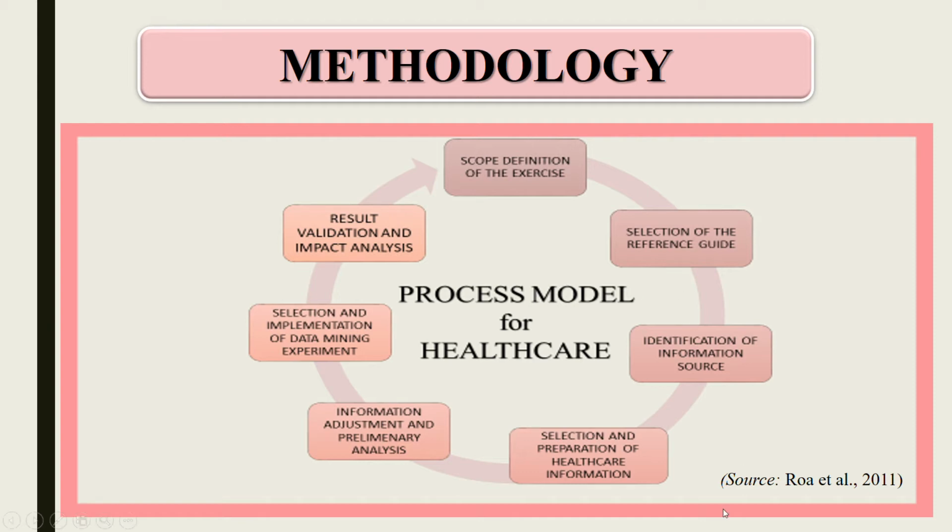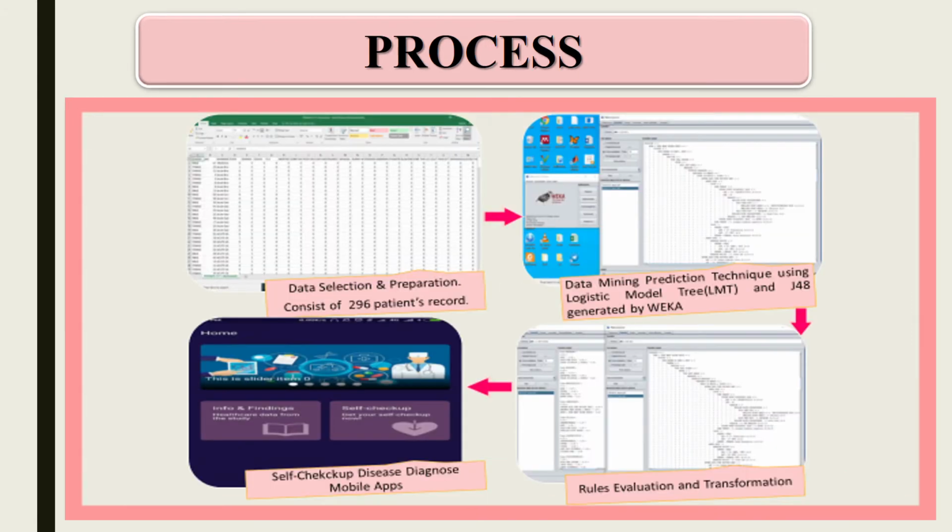Next, for the identification of information source, we gathered all data from the Azahra clinic. Then from the current data, we decided to only use specific attributes. It will be shown like this. So this is the data selection.